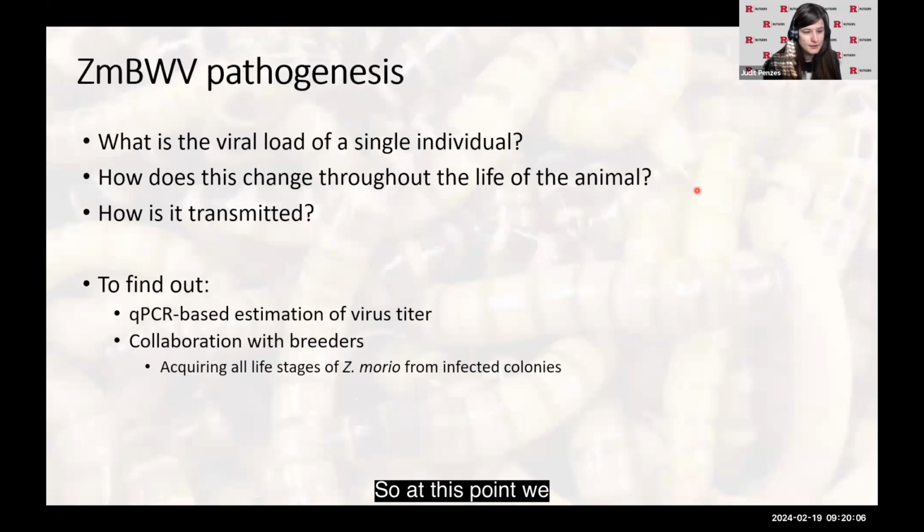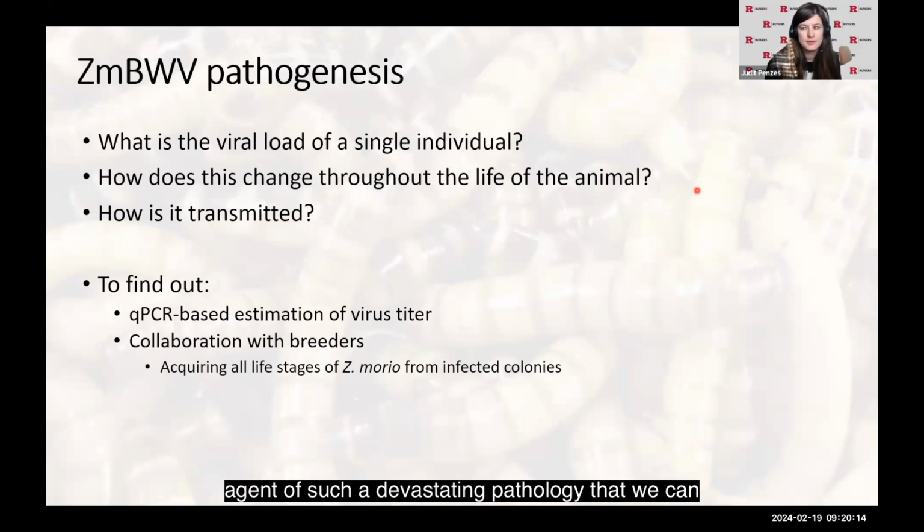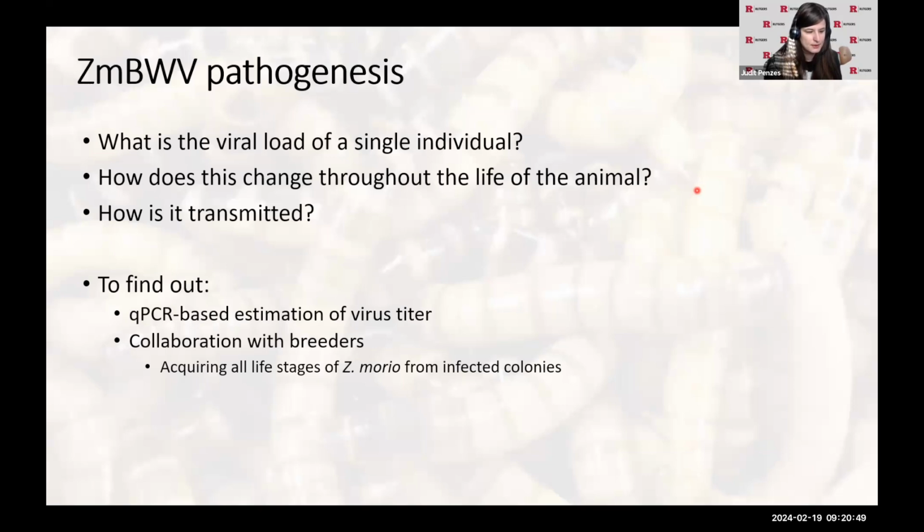So at this point, we were questioning our discovery: is ZMBWV really the pathogenic agent of such a devastating pathology, if it has been found worldwide before, and we really don't hear of a worldwide occurring blackening disease in any other insect? So we decided to embark on a journey to study the pathogenesis of ZMBWV in order to confirm whether it's indeed the causative agent of the black wasting disease of superworms.